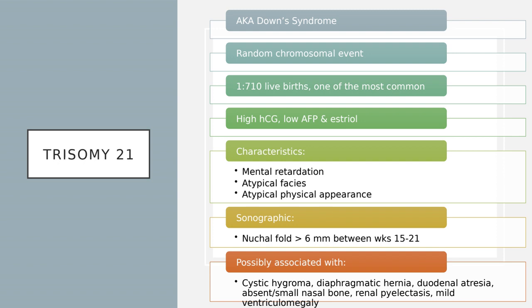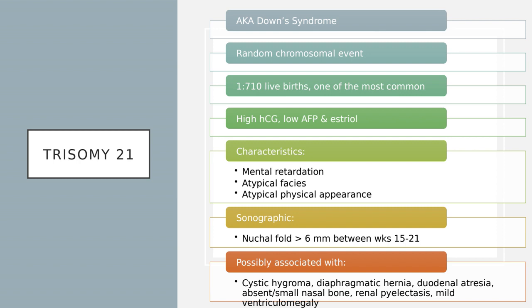On ultrasound, the nuchal fold is going to measure greater than 6 millimeters in thickness when we are going for that translucency exam, and it can also be associated with, on ultrasound, a cystic hygroma, diaphragmatic hernia, duodenal atresia, absent or small nasal bone, which is a really, really big one with trisomy 21 on ultrasound, renal pyeliectasis, and ventriculomegaly. So these are all things that we'll learn about a little bit more when we get into specific abnormality systems. So absent nasal bone, that is really only associated with trisomy 21 on ultrasound.